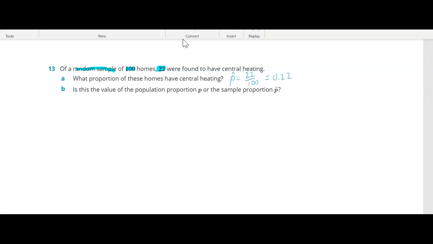Then question B is the value of the population proportion P. Is this the population proportion or the sample proportion? Because we're looking at a sample, it is the sample proportion.